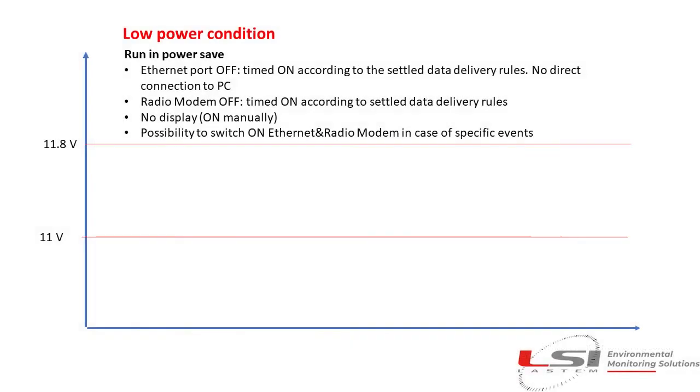If we set low power operative mode, even above 11.8 volts, Ethernet port and radio modem will be always off, and switched on by the data logger only for the short period required by the data communication process, according to the settled data delivery rules. In this condition, Alphalog cannot send real-time data to MQTT server and cannot be reached from the outside. It is possible to program the data logger to exit from the low power condition in case of specific events.